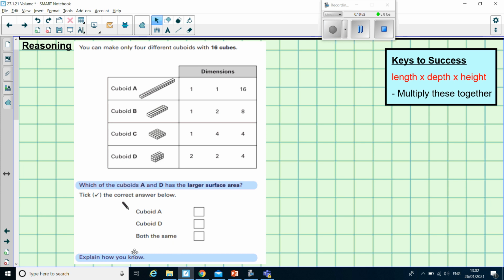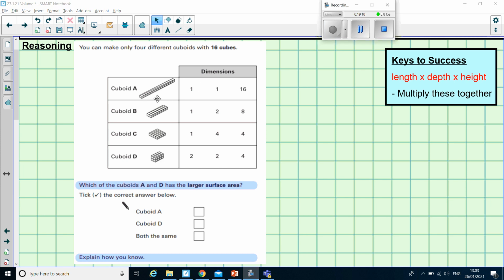Okay, so what I'd like you to do is pause the video and have a think about that. But for this reasoning question, it's asking us to explain how we know the answer. So I'd like you to pause the video now and have a think about that.